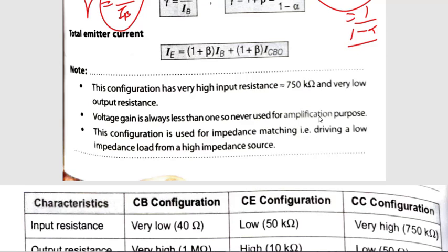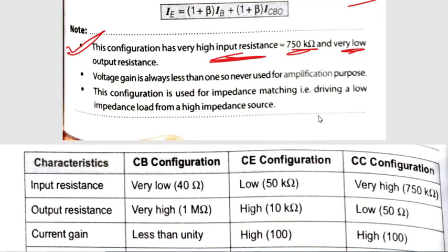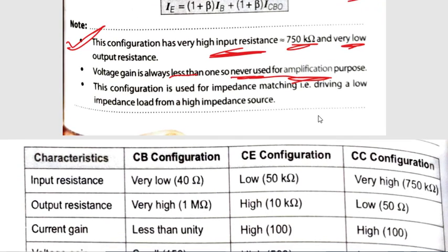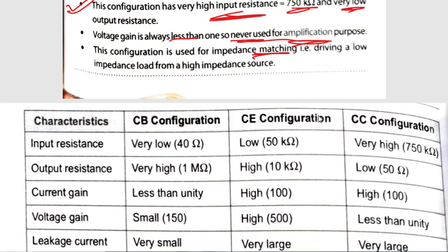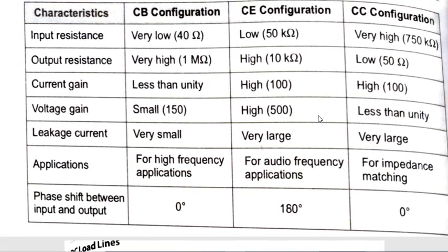So this configuration has very high input resistance, which can be asked in MCQ. Common collector configuration has a very high input resistance, approximately equal to 750 kilo ohm, and very low output resistance. Voltage gain is always less than 1, so it is never used for amplification purposes. It is used for impedance matching. Remember. Now I have given the table related to common base, common emitter and common collector configuration.